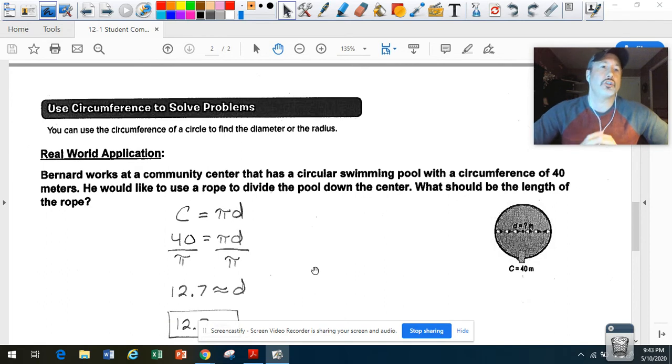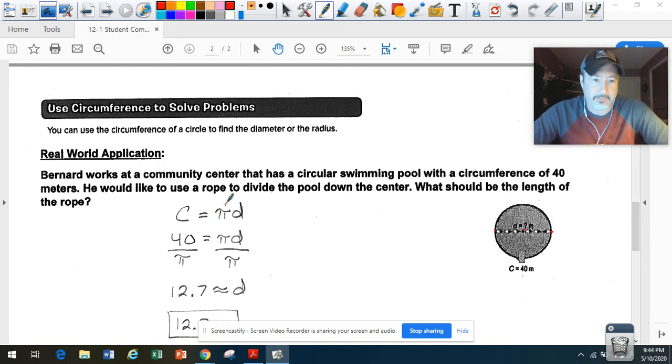Okay, use circumference to solve problems. It says Bernard works at a community center that has a circular swimming pool with a circumference of 40 meters. So right there, we're given what the circumference is. He would like to use a rope to divide the pool down the center. What should the length of the rope be? So we know we are going all the way across. Since we're going all the way across from one edge point through the center to another edge point, we're dealing with our diameter. So the formula we're going to use, C equals pi times diameter.